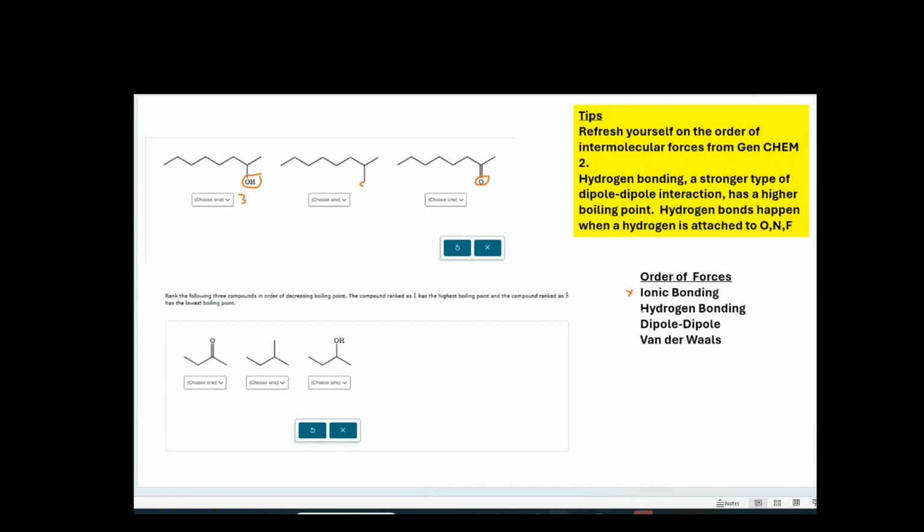Next, we look for a dipole. We know carbon is nonpolar, so that's not going to create a dipole. But right here, we have an oxygen attached to a carbon, and that is polar. So we're going to go ahead and rank this as number 2. And then last, which is van der Waals and nonpolar, is going to be this carbon-to-carbon bond.